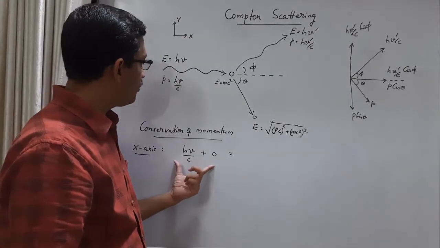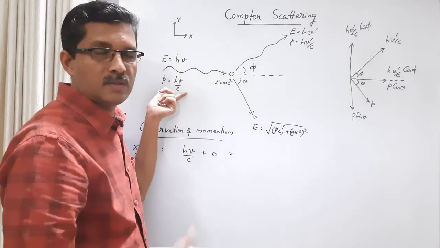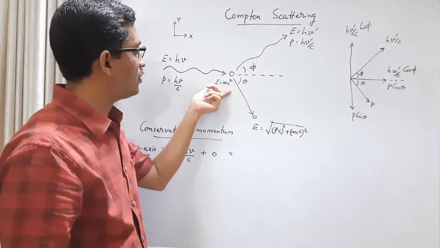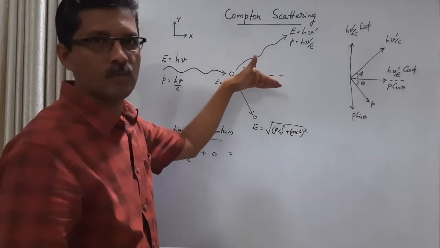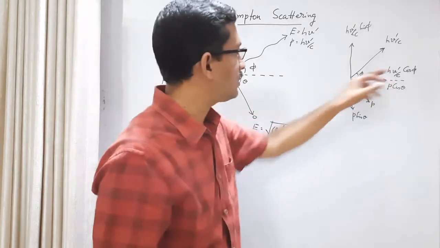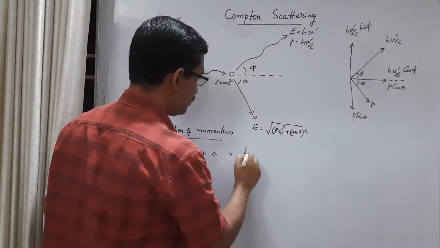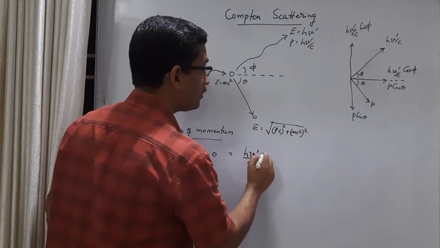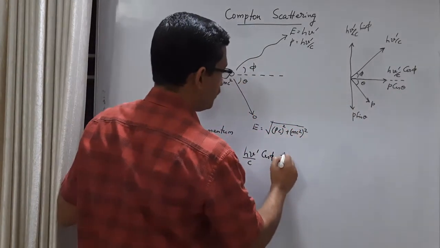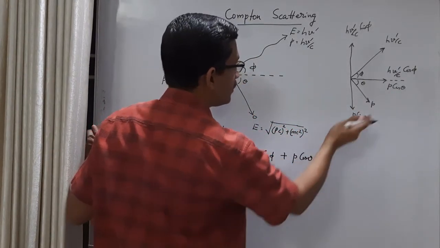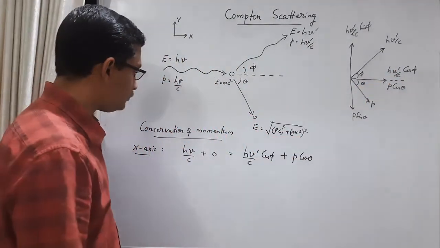Before collision, the photon has a momentum along the x direction, electron has no momentum. After collision, both photon and electron have momentum along the x direction. Both are along the plus x direction, so both are positive. So, h nu prime by c cos phi for photon and p cos theta for electron, both are in the same direction, so we can add them.